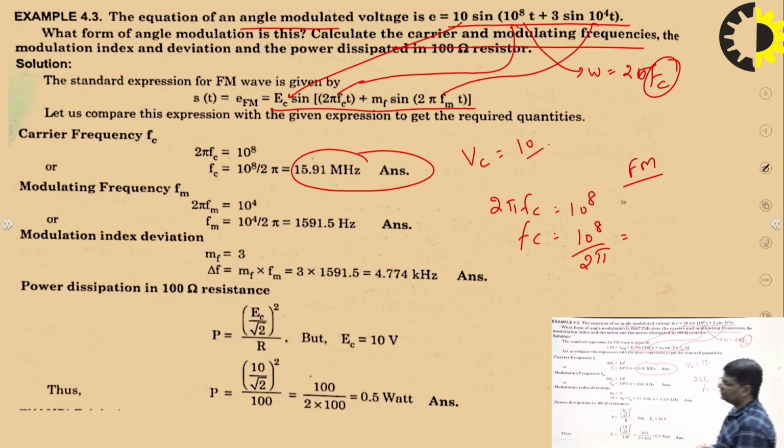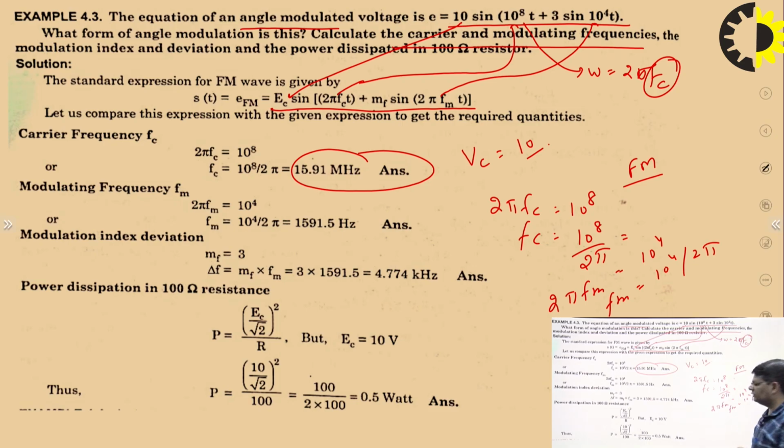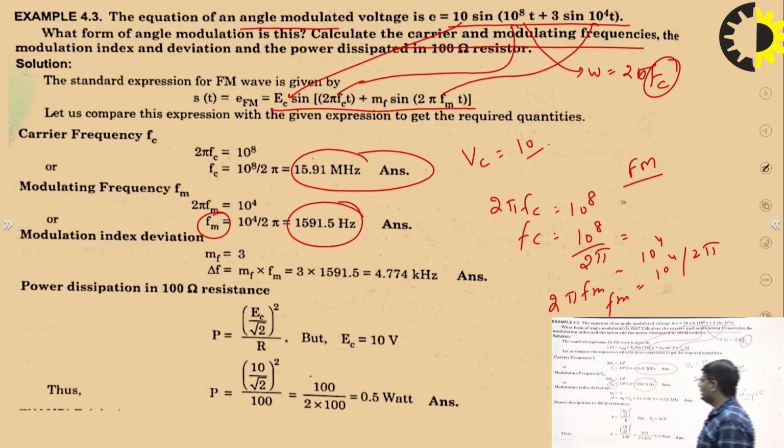In a similar way, if we compare again with the standard equation, the given equation is compared with the standard angle modulated FM equation. So we have 2 pi FM equal to 10 raised to power 4, that is FM equal to 10 raised to power 4 by 2 pi. So in this way we can calculate the modulating frequency also. FM can be calculated as 1591.5 hertz.